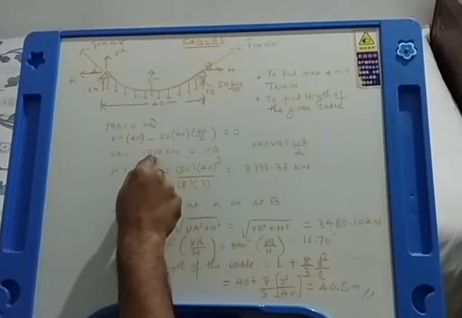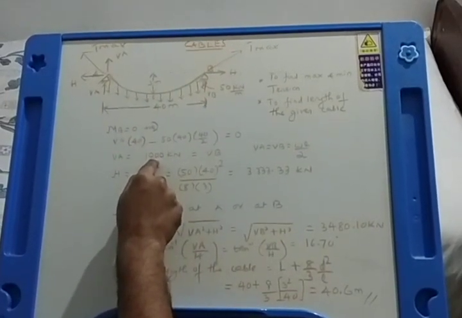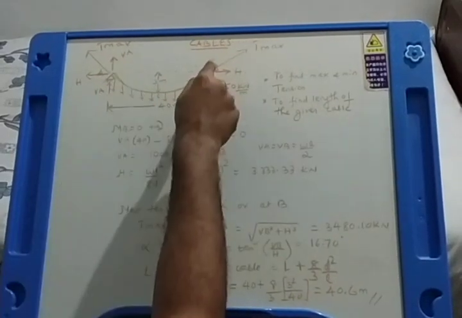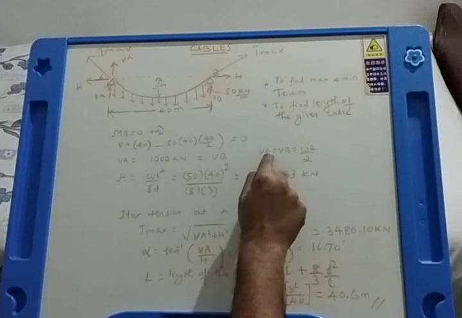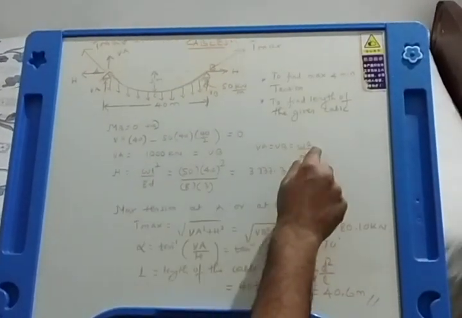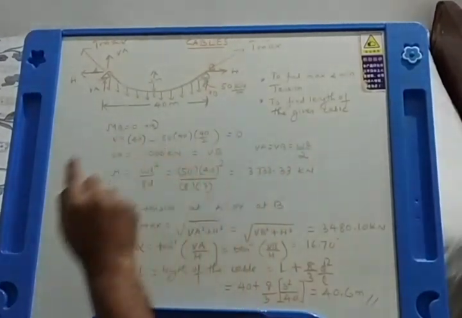With that you are going to get VA equal to 1000 kilonewton, and VA should be equal to VB because the cable is symmetrically loaded. The supports are also at the same level. You can alternatively use the formula VA equal to VB equal to WL by 2. You're going to get the same answer.